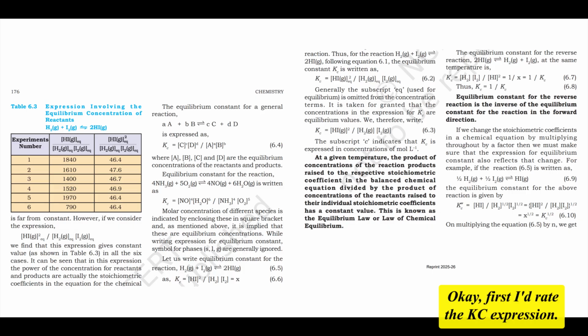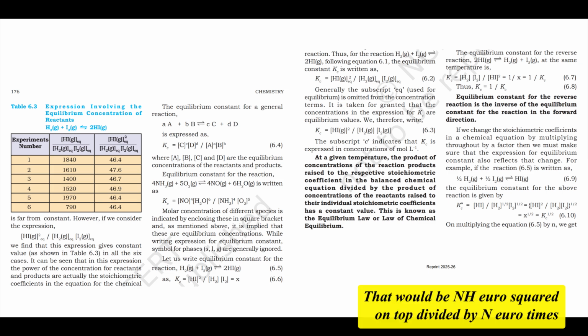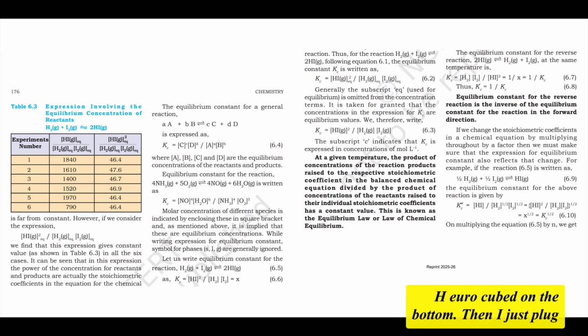Okay. First, I'd write the Kc expression. That would be NH3 squared on top divided by N2 times H2 cubed on the bottom. Then I just plug in the numbers they gave me. That's exactly the correct approach.